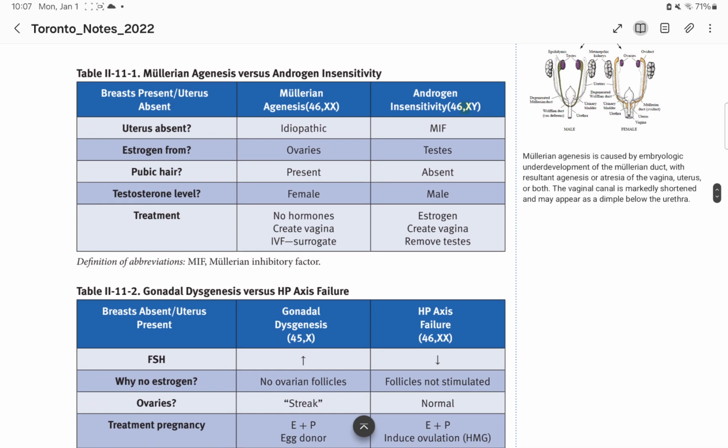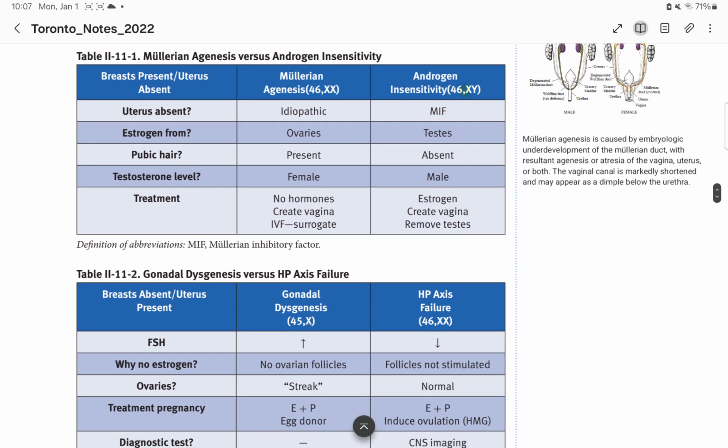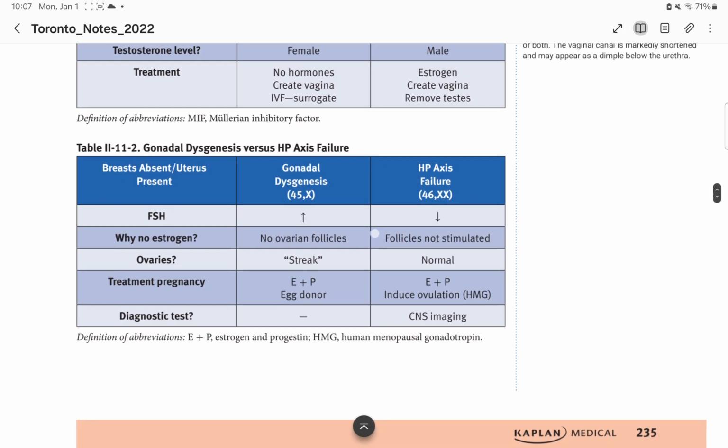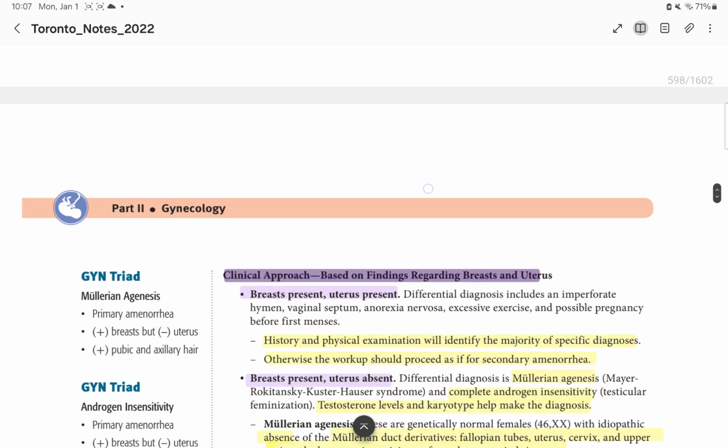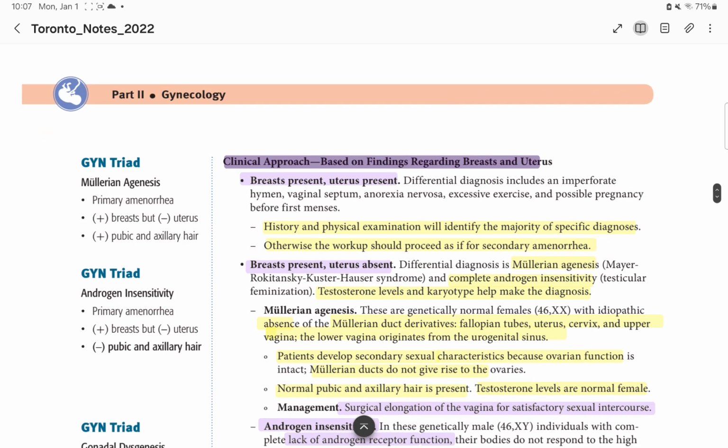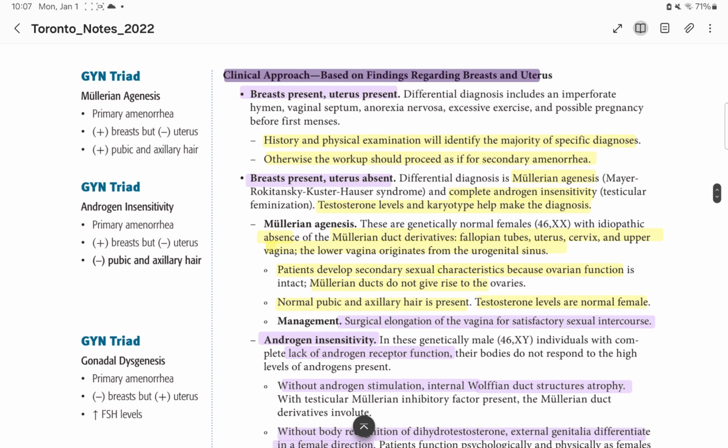In this table we can see the causes, like uterus absent. It can be chromosomal, or it can be idiopathic. So it's better to study this table very well. But if you don't do it, we're going below, and there is some other explanation.